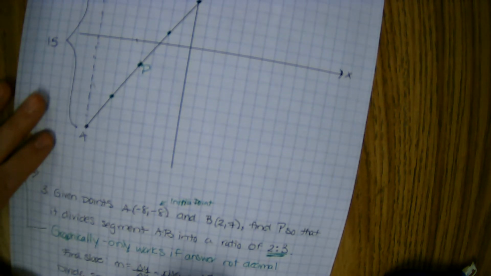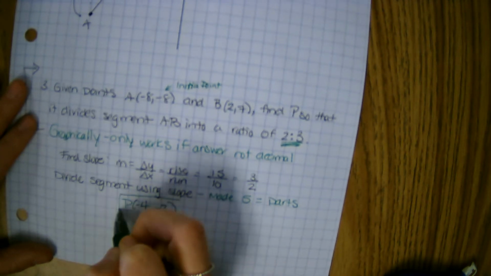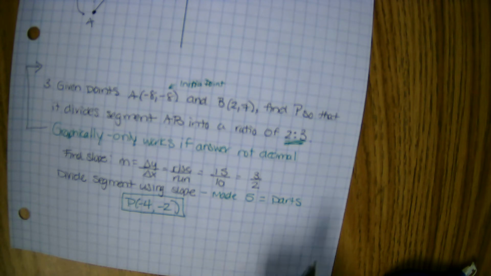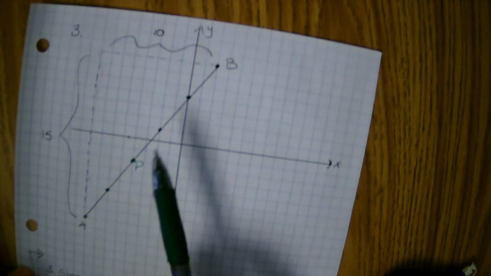So P would be -4, -2. So doing it graphically, you just really need to be able to find the slope and be able to divide your segment into 5 equal parts.